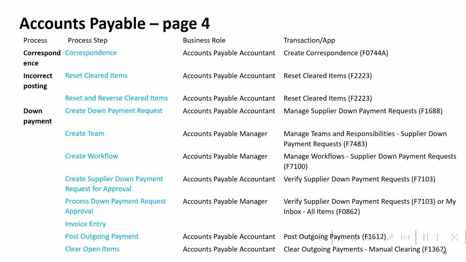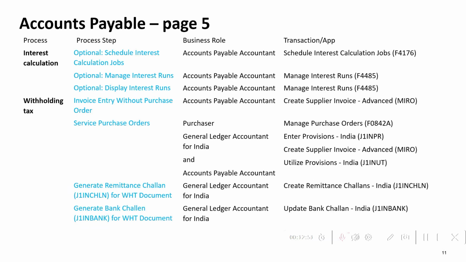Incorrect postings: if there are any incorrect postings, reset cleared items, reset and reverse cleared items. So down payment: create down payment request, create workflow and create supplier down payment request for approval, process down payment request approval, invoice entry, post outgoing payment and clear open items. So these are all a list of processes, right?